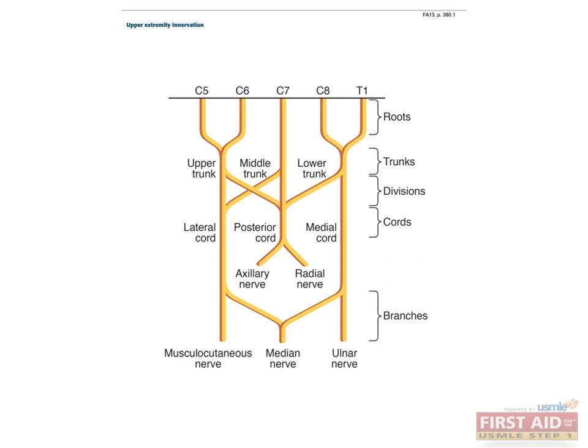Now we're about to dive into the heart of musculoskeletal anatomy for Step 1, the upper extremities. Let's start with the anatomy of the brachial plexus, which is a good conceptual foundation for understanding the rest of the upper limb. Let's start with the nerve roots, C5 through T1.